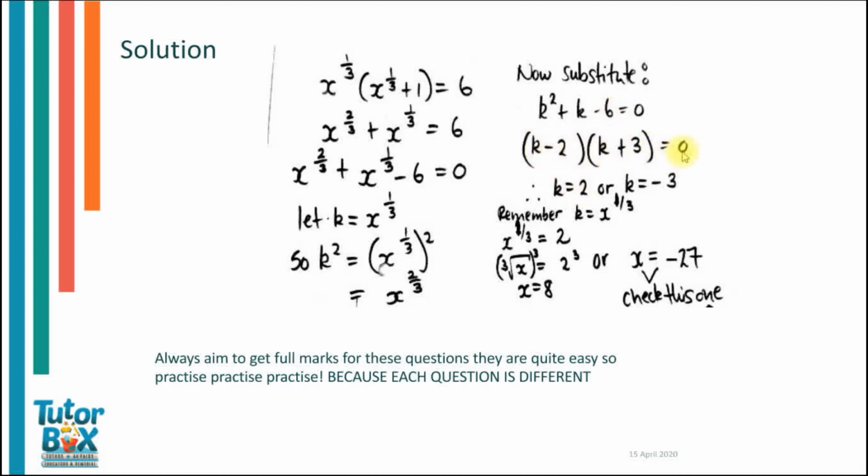So k minus 2 is equal to 0, so k is 2, or k plus 3 is equal to 0, so k is minus 3. But remember, you cannot leave it as k is equal to 2 or k is equal to minus 3. You need to change it because they want it in terms of x. So remember, k is equal to x raised to the power of a third. So if I have x raised to the power of a third, it's equal to 2. I prefer working it out like this, but it's up to you. You can just cube it from here. It's fine. So you should get x is 8 or x is minus 27.